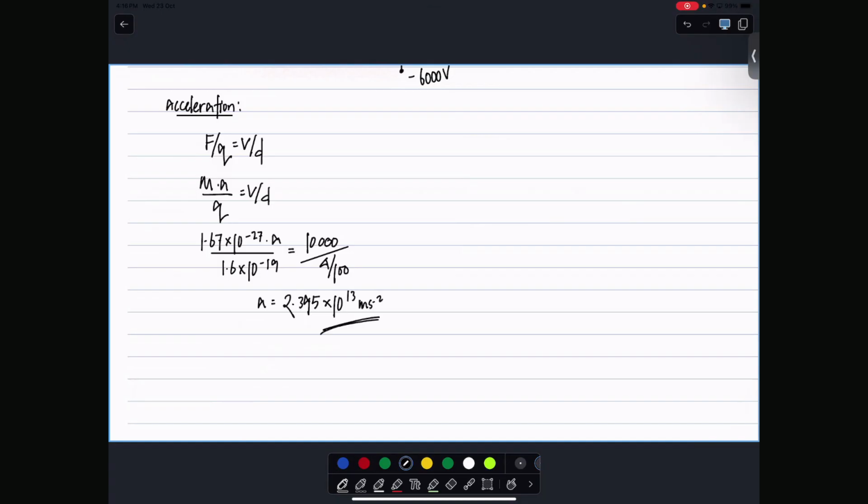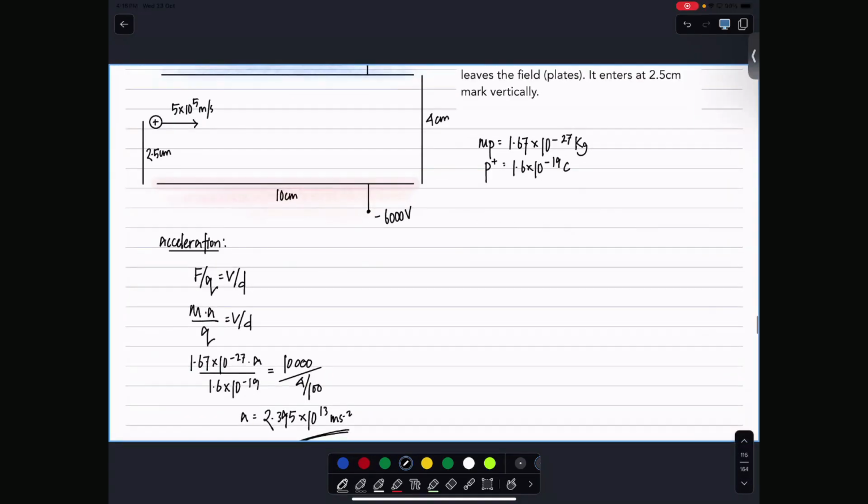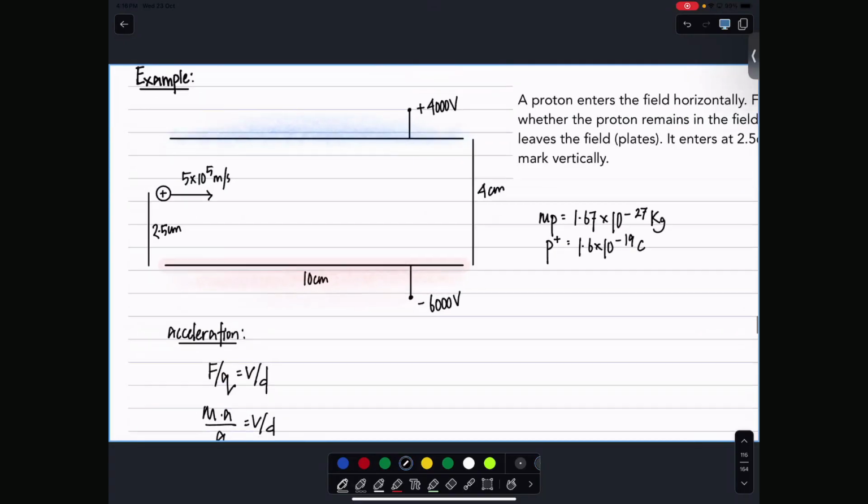That's your acceleration. Now, how do we come to the answer though? Because the question is asking you, does it stay inside or does it go outside? And this is a mechanics question. So how do you conclude whether it stays inside or goes outside? There are many ways of doing this. One of the ways, the one I prefer, is to find the range. So what you do is you find the range of the particle.